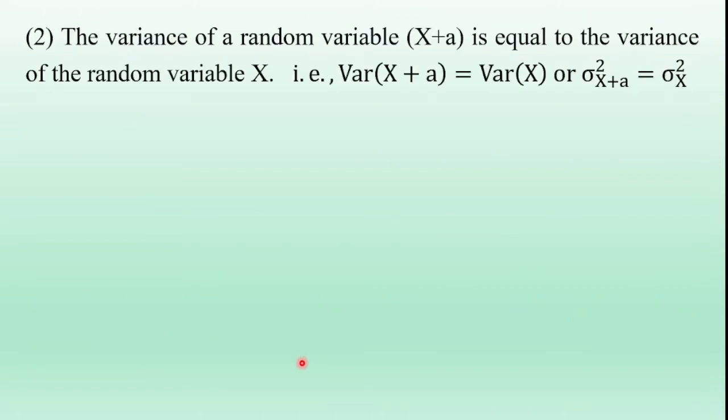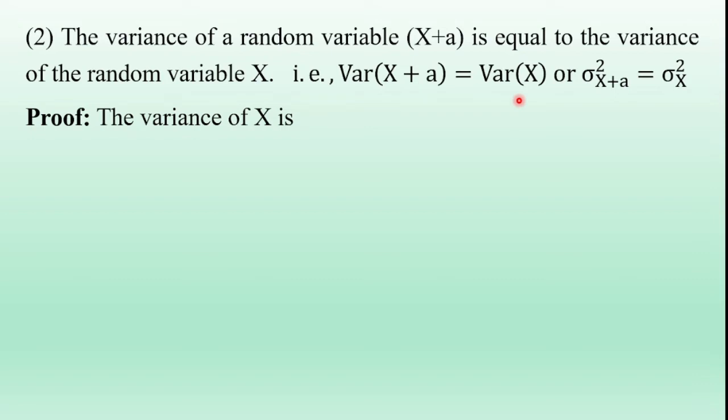And the second property is that the variance of the random variable X plus a is equal to the variance of the random variable capital X. So that is variance of X plus a is equal to variance of X. Next, let us prove that variance of X plus a is equal to variance of X.